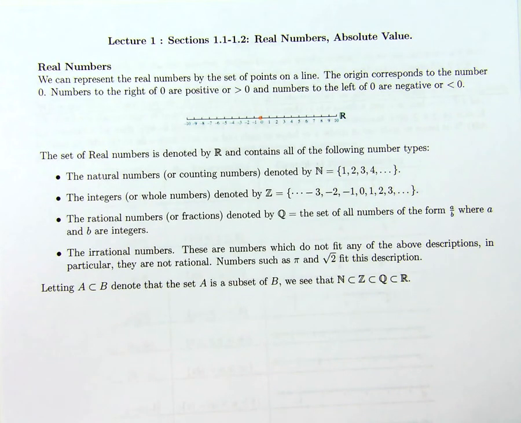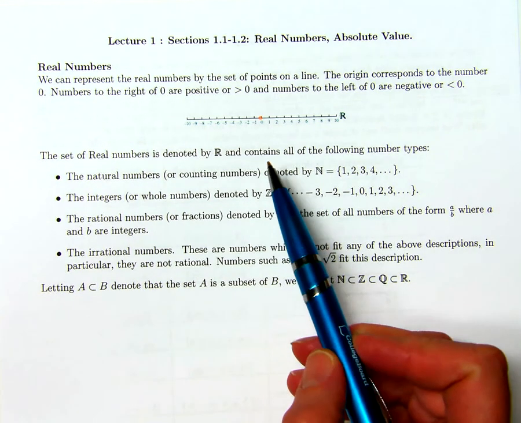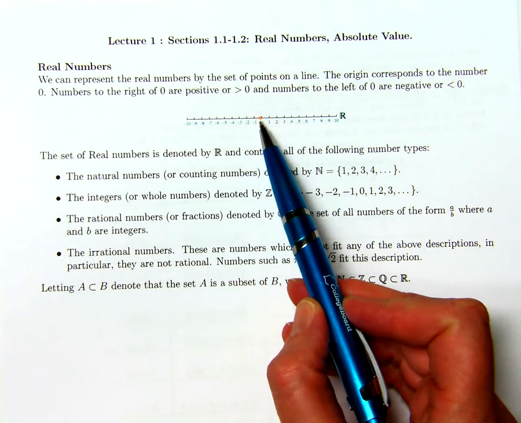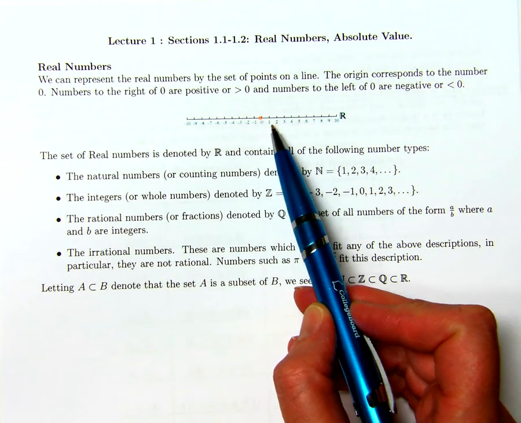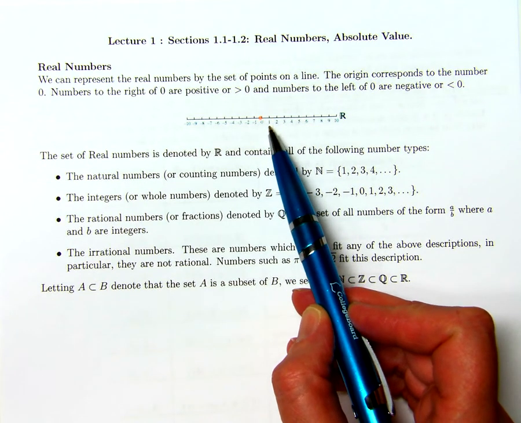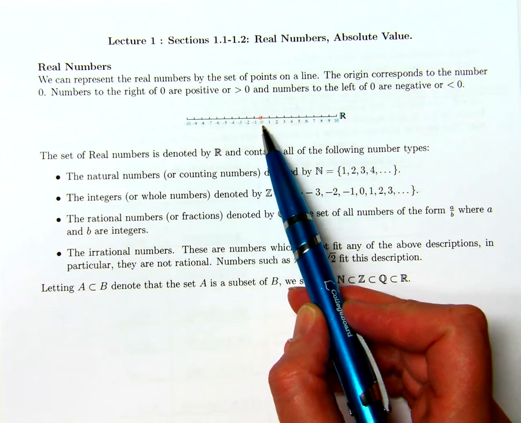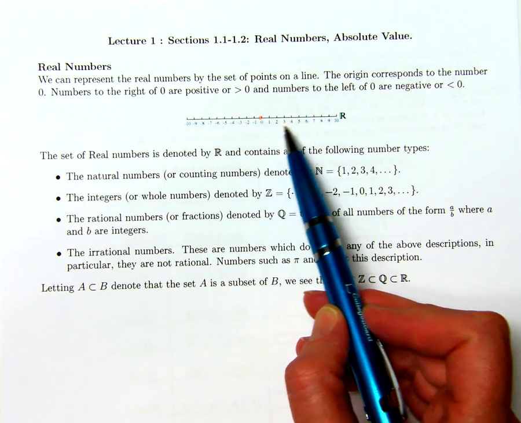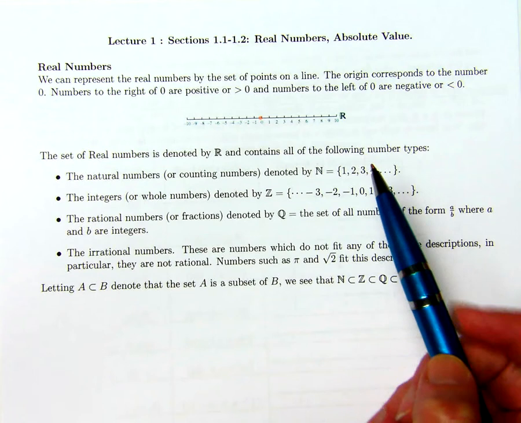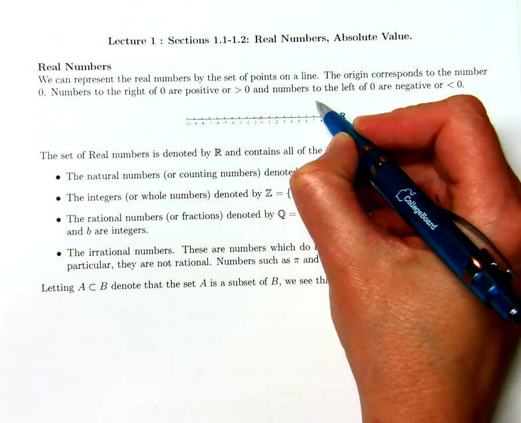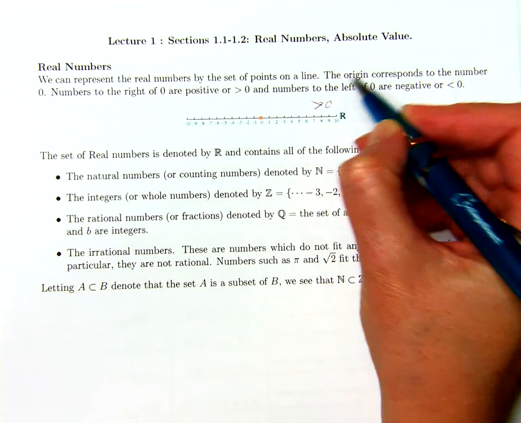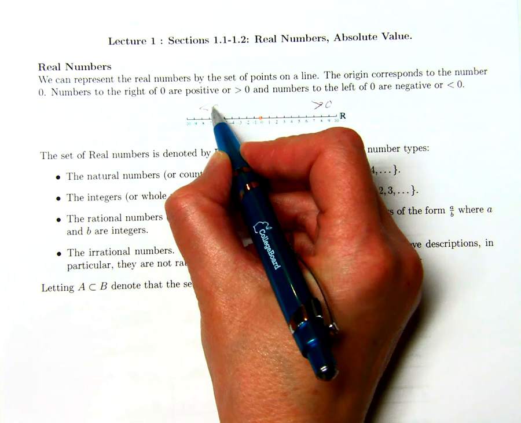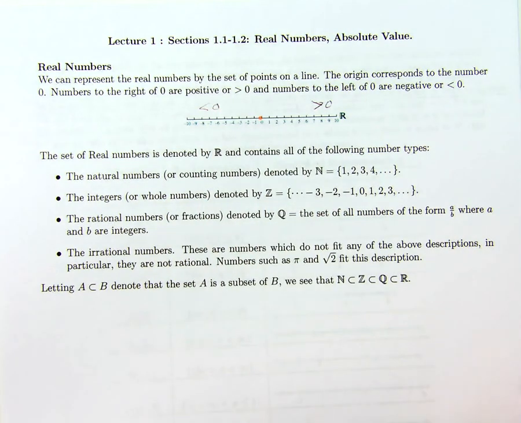This first lecture is about the real numbers, and we can represent the real numbers on a straight line. We pick a special point, which we call the origin, and we place the number 1 unit to the right of that origin, and the number 2 units to the right, and so on and so forth. The numbers to the right of our origin are positive numbers, and the numbers to the left are negative numbers.